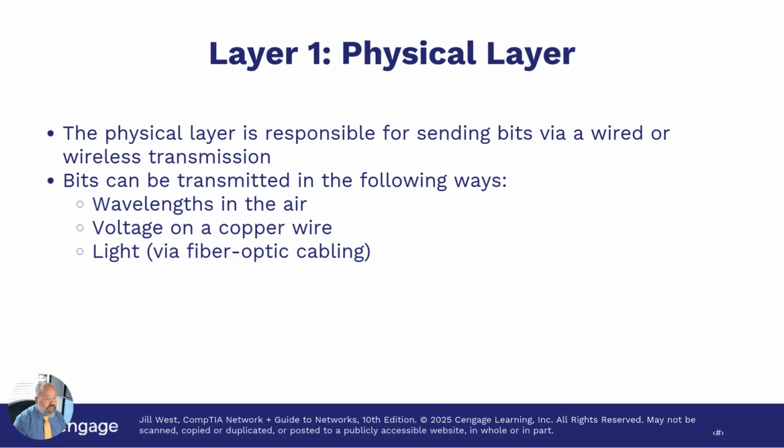So this is the bottom layer, the physical layer. It's all about moving bits as electrical signals, light pulses, or radio waves. Examples are voltage on copper wires, light through fiber optic cables, and radio signals in Wi-Fi and Bluetooth. It's the literal physical stuff: cables, connectors, and wireless frequencies.